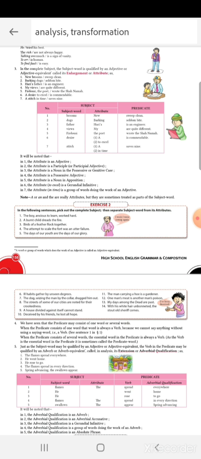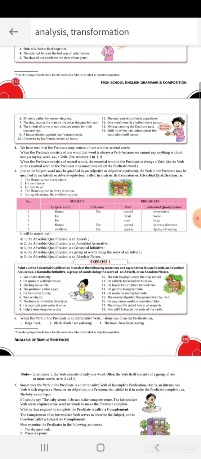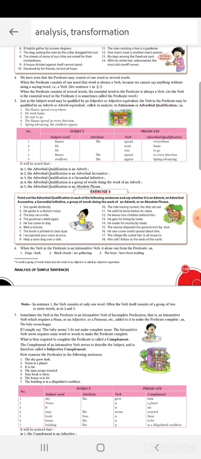In whatever sentence you find the complete subject, just underline it and then try to identify from that complete subject which one is the attribute and which one is the subject word. For example, in the first sentence, the boy anxious to learn worked hard. So the boy anxious to learn is the complete subject, and worked hard is the predicate. And the boy is actually the subject word, the is the first attribute, and anxious to learn is the second attribute. Fine.